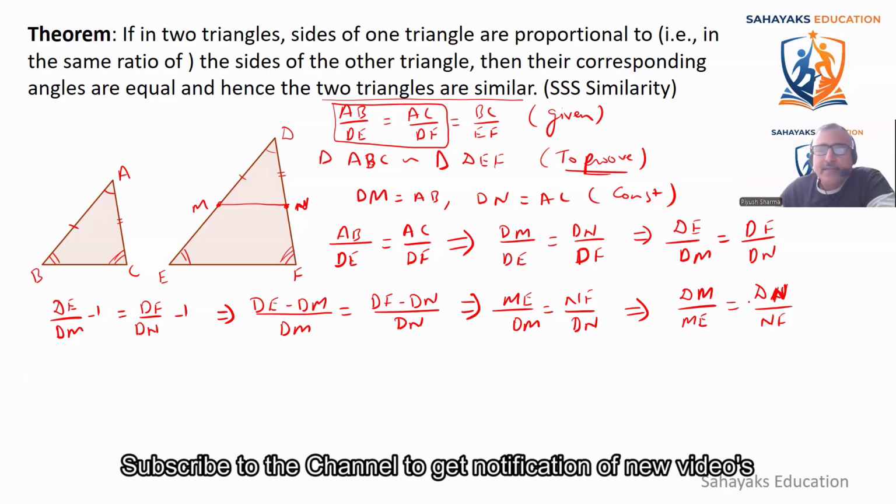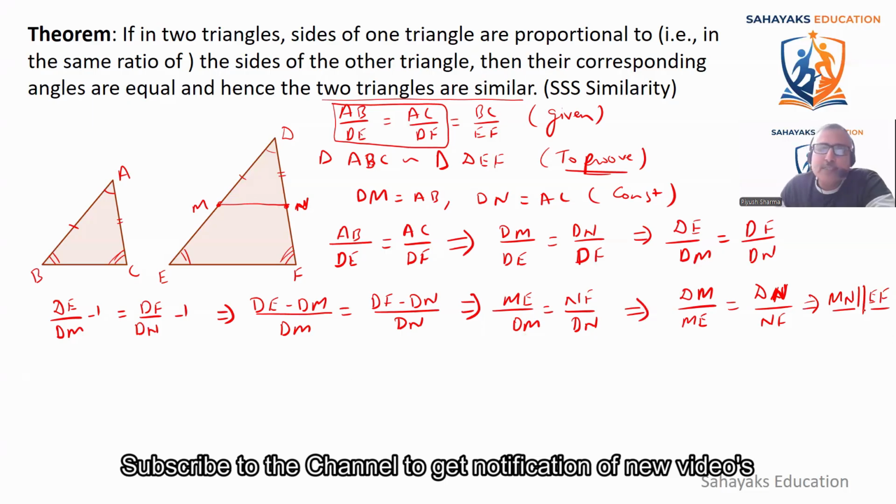That means this line MN is dividing DE and DF in the same ratio. And by theorem 6.1, I believe, it says that if a line divides two sides of a triangle in the same ratio, then this line is parallel to the third side. So here we proved that line MN is parallel to line EF of the triangle.